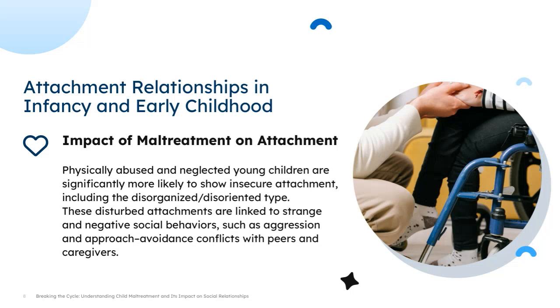Here we see the impact of maltreatment on attachment in young children. Children who experience physical abuse or neglect are much more likely to develop insecure attachments, especially the disorganized or disoriented type. This insecure attachment isn't just a label. It often leads to strange and negative social behaviors like aggression or confusion when interacting with both peers and caregivers.